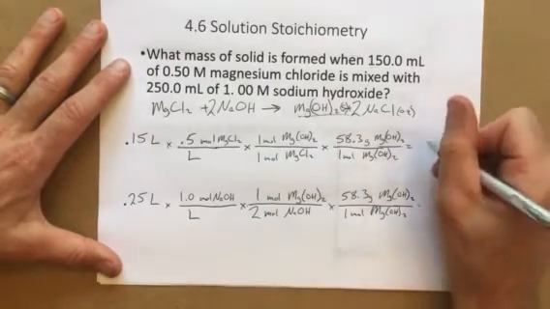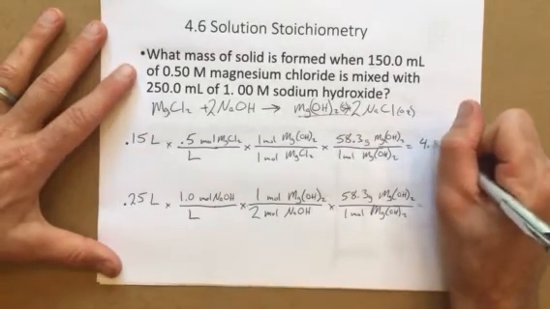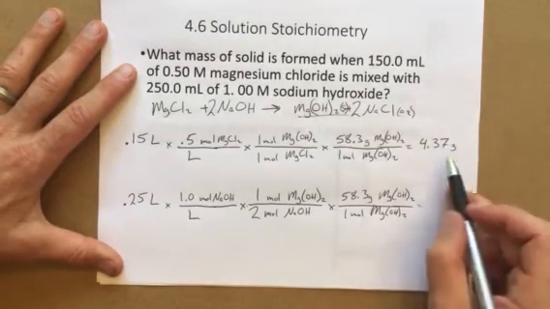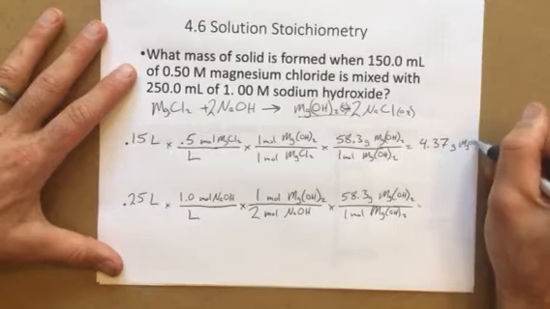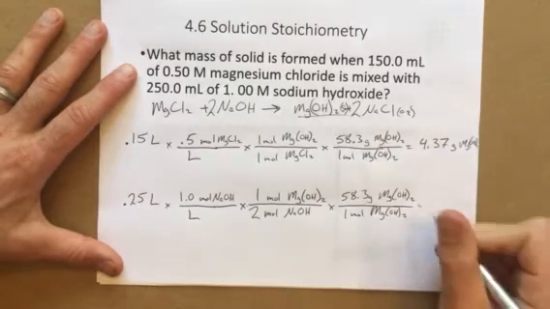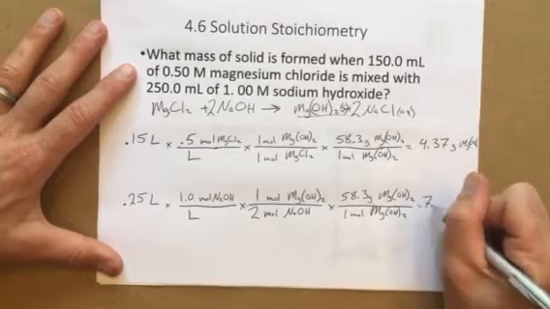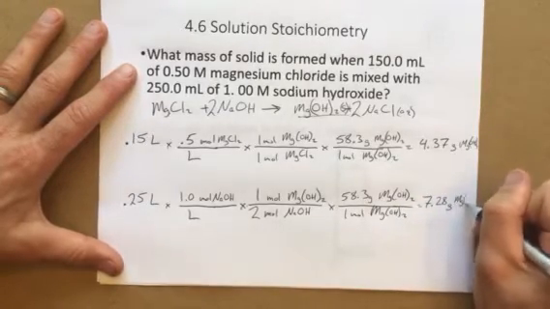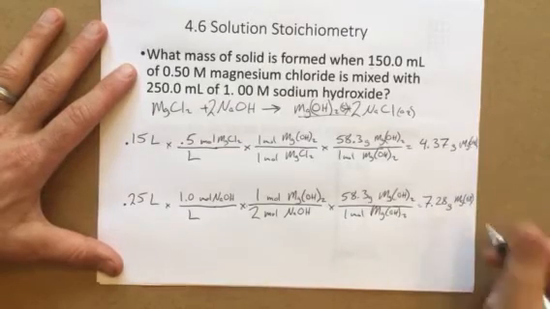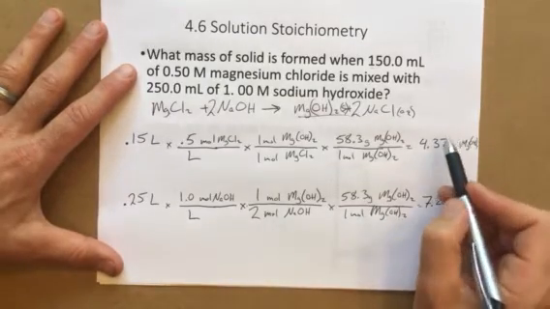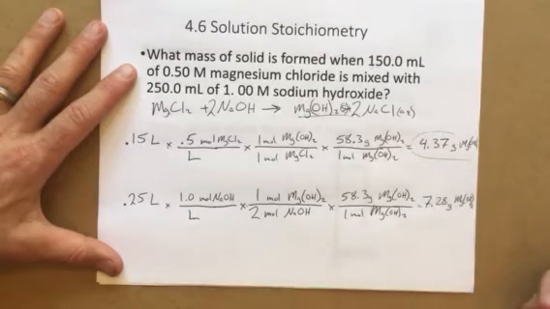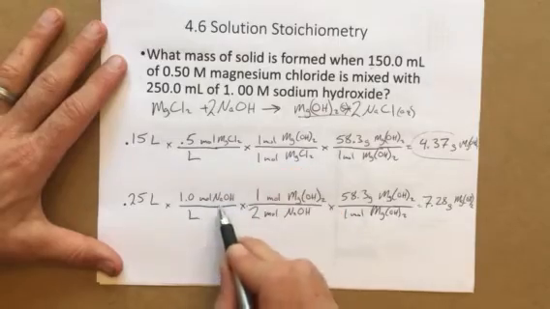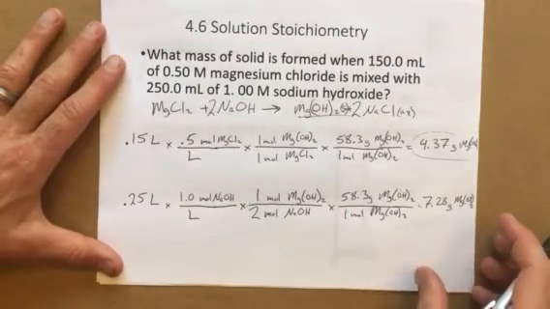Okay, so we'll do both of these on our calculators. We'll get 4.37 grams of magnesium hydroxide up here. And down here we get 7.28 grams of magnesium hydroxide. And so since 4.37 is less, that's how much can actually be produced. The magnesium chloride is your limiting reactant, and the sodium hydroxide is going to be our excess reactant.